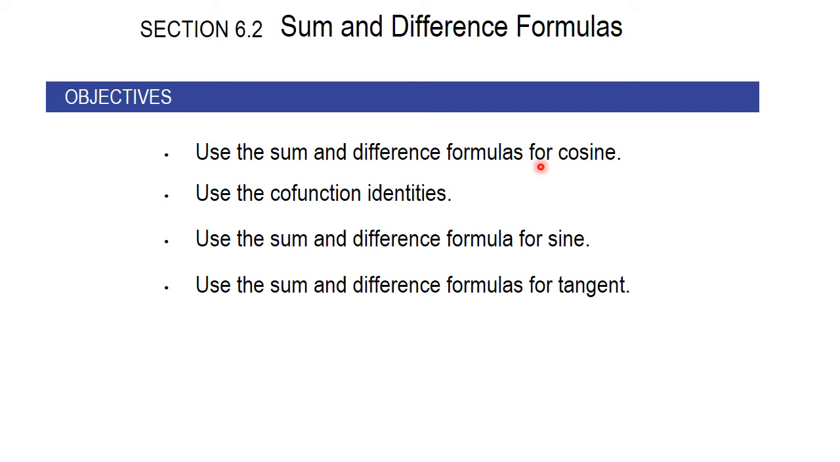And then we're going to revisit this whole cofunction theorem, cofunction identities. I know we did that in chapter 5, I believe, but now we'll do that in chapter 6. And then again, the sum and difference identities for sine, sum and difference identities for tangent. So before we go on, I guess the question is, why in the world do we even need to look at the sum and difference identities?